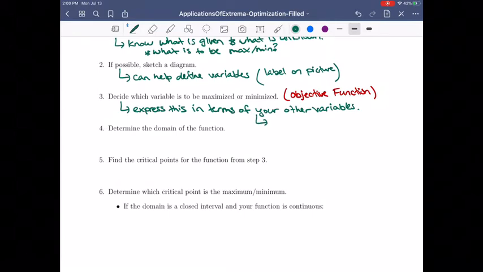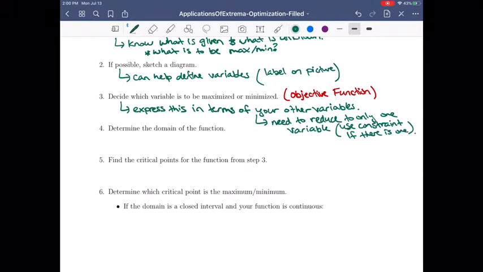Now, in particular, if there's more than one variable, you're going to need to reduce to only one variable. Here is where you use the constraint, if there is one. Sometimes your objective function will immediately be in terms of one variable, depending on how you define your variables. But if it's in two variables, there should be some constraint function that you can use to reduce to only one variable. We're not doing multivariable calculus, so we can only take the derivative when there's only one variable.